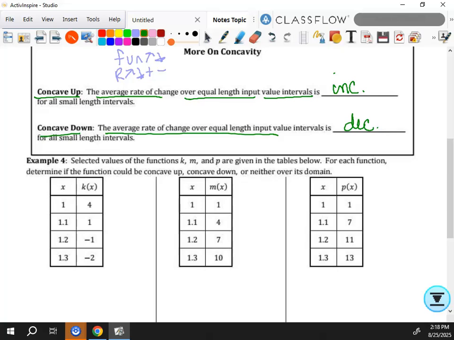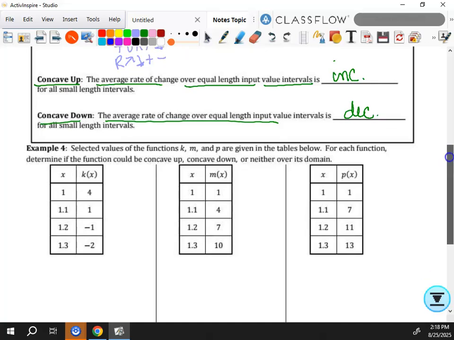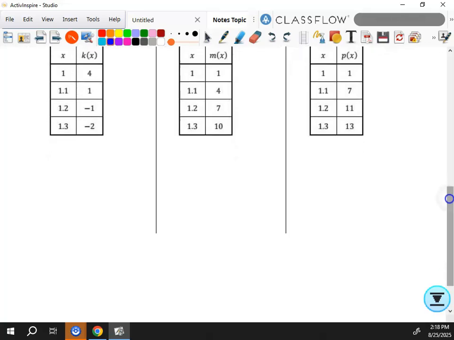Questions? All right, so let's make this happen. Selected values of the functions are given. For each one, we're going to determine if it's concave up, down, or neither over its domain that they gave us. We're starting the same way. Change in x.